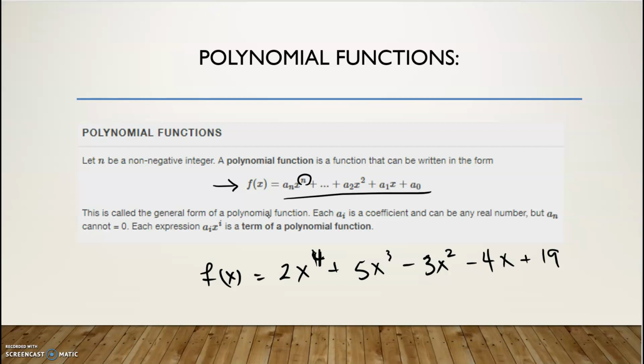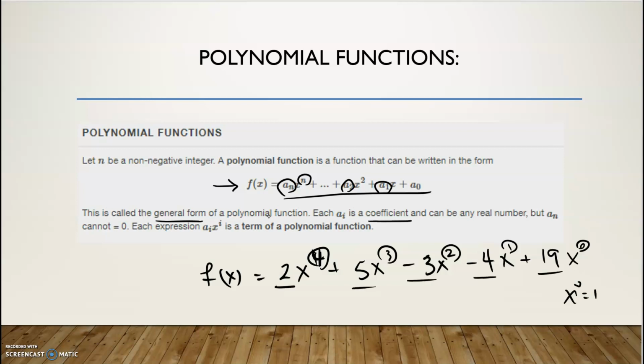So we started with a 4, 3, 2, that's raised to 1, and you could write this as x raised to 0 because we know that x raised to 0 is just 1. So it goes in descending order. Okay, this is called the general form of a polynomial function. And each number right in front of your variable, those are what we call coefficients. So the 2, the 5, the negative 3, the negative 4, and the 19, that's what we would call a coefficient. And those can be any real number.